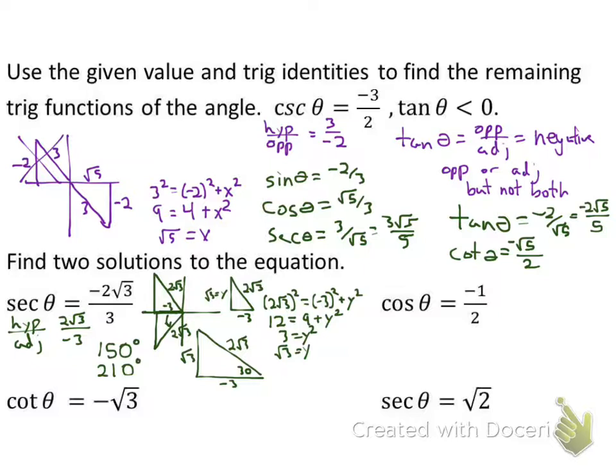Okay, now if we look at cotangent being negative root 3. Cotangent is adjacent over opposite. So if it's negative root 3, it could be negative root 3 over 1, or root 3 over negative 1. So where could that be adjacent and opposite? If it's negative root 3 over 1, it'd be here. And root 3 over negative 1, it would be there. So what are those values?